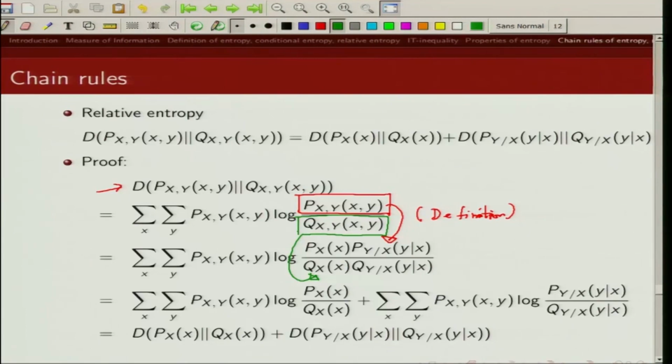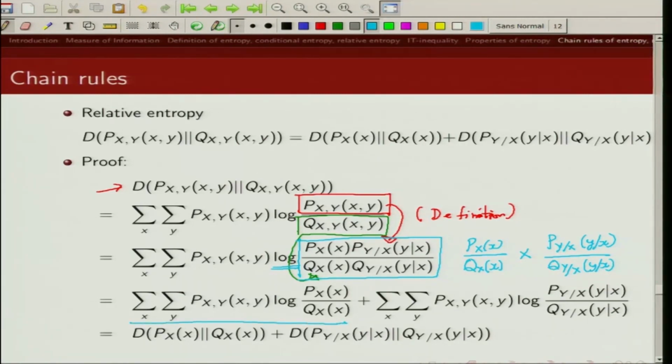Now I will separate these two terms. I can write this as p of x over q of x multiplied by p of y given x over q of y given x, and there is a log here. So it is log of a into b, which will be log of a plus log of b. So this is my log of a term and this is my log of b term.